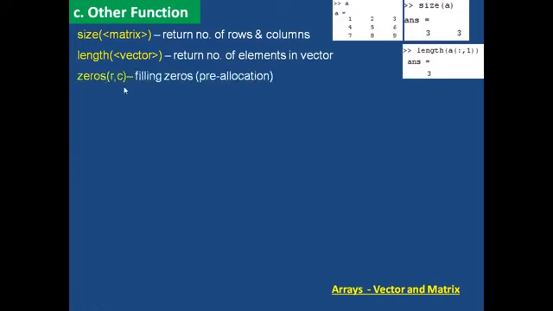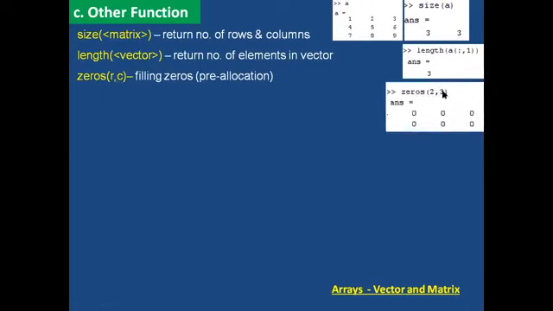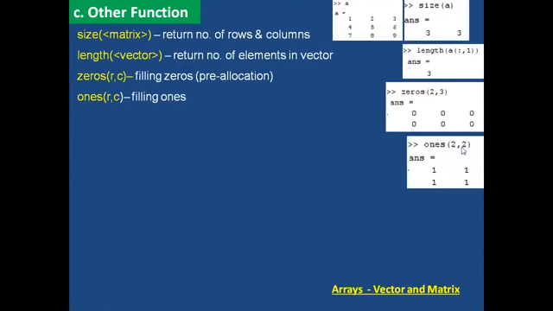And then zeros r comma c. If you are using this function, it will fill 0 in this many rows and this many columns. Zeros 2 comma 3 will fill 0 in first row, second row, and first column, second column, third column. And ones r comma c will fill ones. So ones 2 comma 2 gives 2 rows and 2 columns filled with the value of 1.